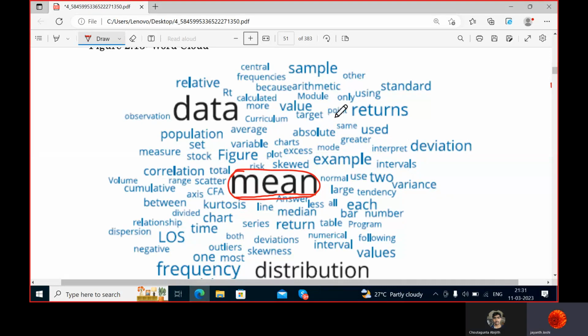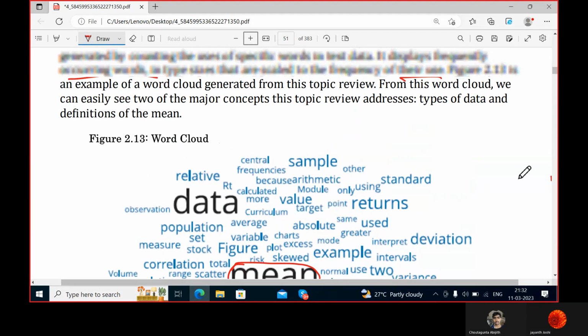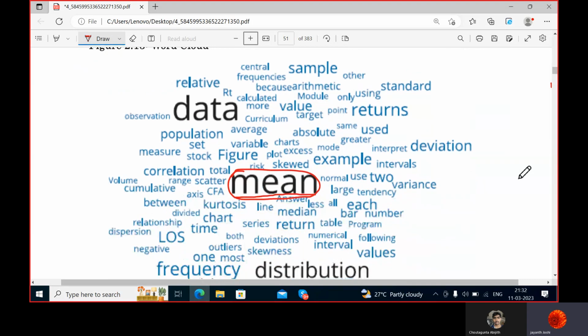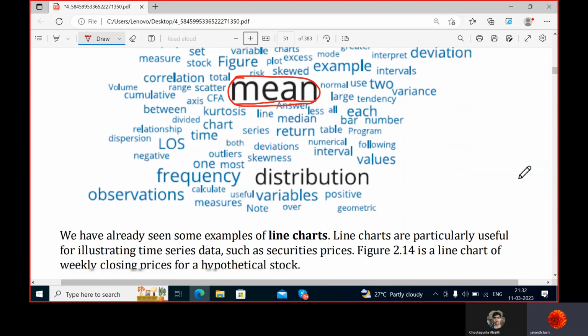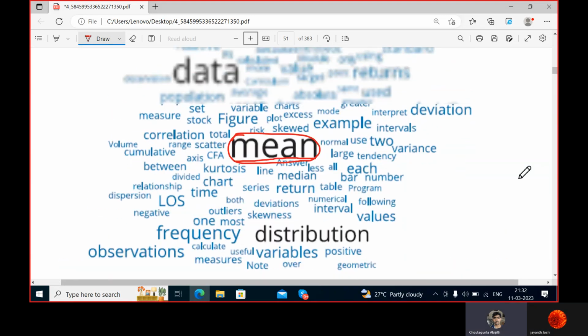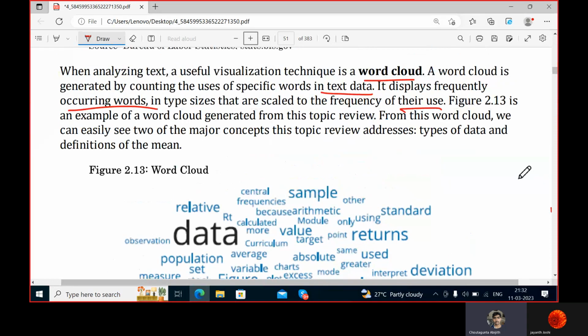Now can you see which word is repeating many more times in this? It's mean, actually. But where do we see mean here, just in the center? Anywhere else? No. Then how can you say that it is mean? Because it's a word cloud, and the word repeated the most number of times will be the biggest one. So from this word cloud, we can easily see two of the major concepts this topic review addresses: types of data and definitions of mean.